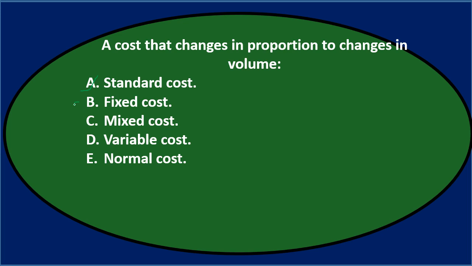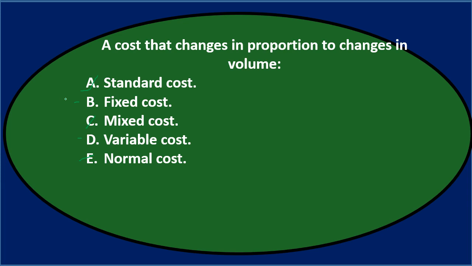We'll keep that. C says mixed cost, and it's probably not mixed again because it sounds like it's one or the other. D says variable costs. That's one of our standard terms. We'll keep that. And E says normal costs. It sounds good, it sounds normal, but it's not one of the terms we typically would be using, so it's not going to be E. Usually we'll be looking for the fixed costs and the variable costs when we're considering managerial accounting, cost volume profit analysis. Let's go through it again.